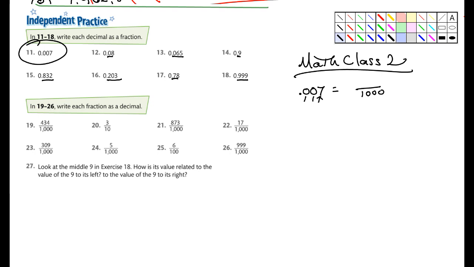So anyways, this very first one, 0.007, that's going to be something over 1,000. Well, what number is that? 7. So that's 7 over 1,000. So there's number 11 done for you.